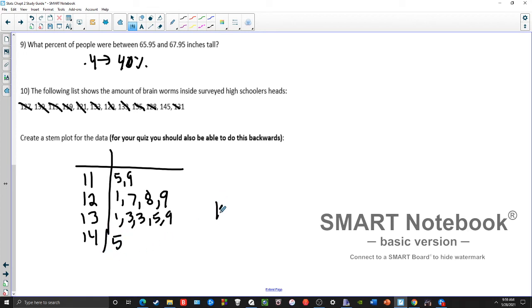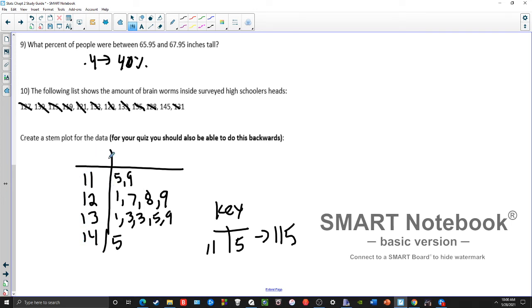And then over here I'd have my key. So my key is that we'll say 11 | 5 corresponds with 115. Now again, you could make this where you put the ones here and then you have 2, 3, 4, but that'd be kind of silly because your front numbers would just be all ones, right?